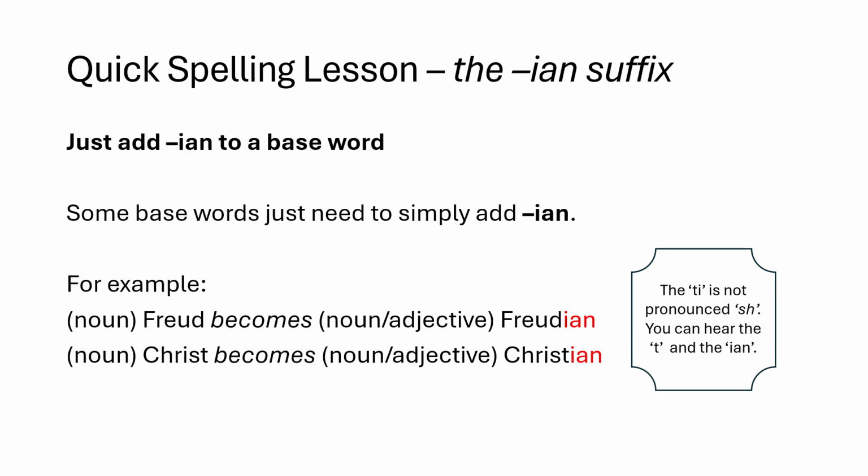With some base words, you just simply need to add IAN. For example, you can see the IAN is added directly to these words. Freud becomes Freudian. Christ becomes Christian. The TI in Christian here is not pronounced sh. You can hear the T and the Ian. Christian.